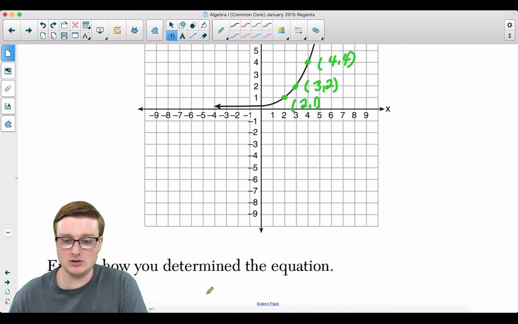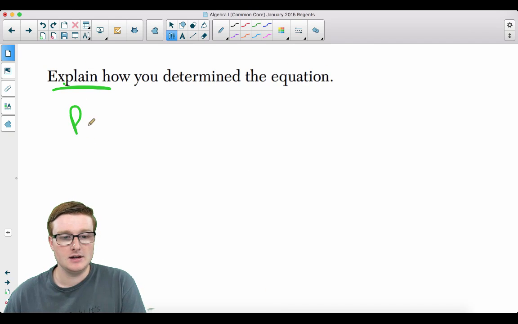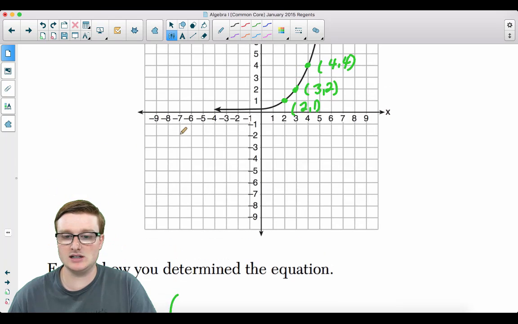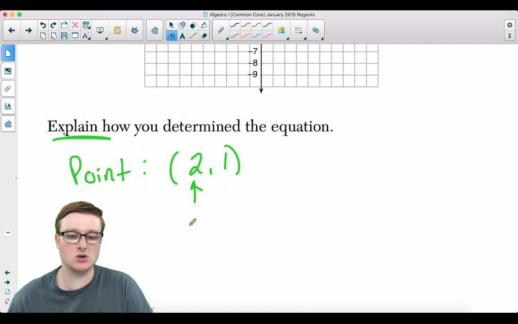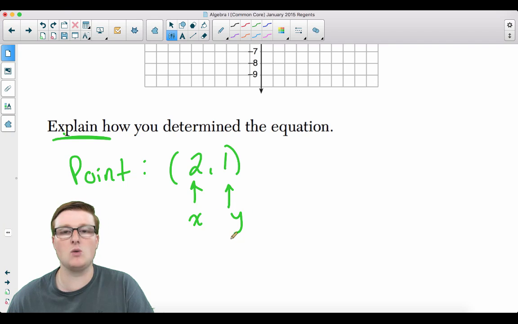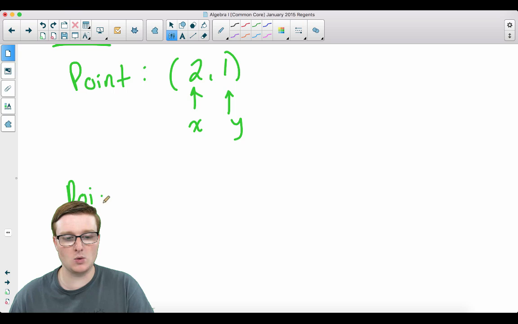So the best way to do this is like this. If you were to take a point, in this case 2, 1, I hope that you know by now that these are all x values and these are all y values. And if you take another point, let's just say 3, 2, this is your x value, this is your y value.